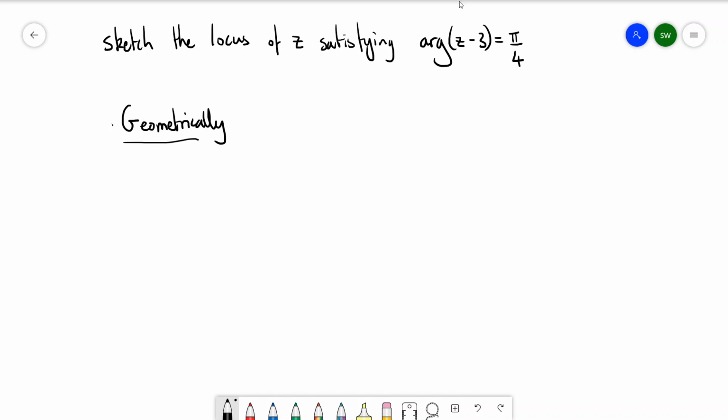As we normally do with geometry thinking, we're going to think about z minus 3 as the vector which starts at 3 and goes to z. So let's draw an Argand diagram and let's put on that complex number 3. So 3 just sits on the real axis, let's put it there. So we've got to work out where z needs to be in order to make sure that the vector that starts at 3 and goes to z has an argument of pi over 4.